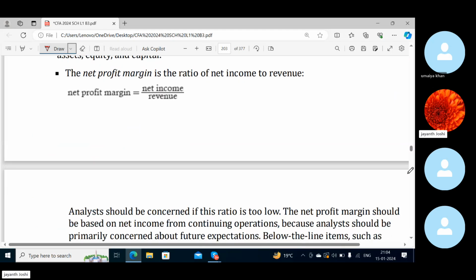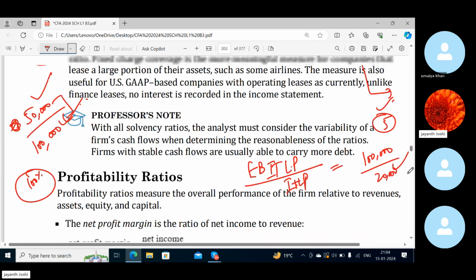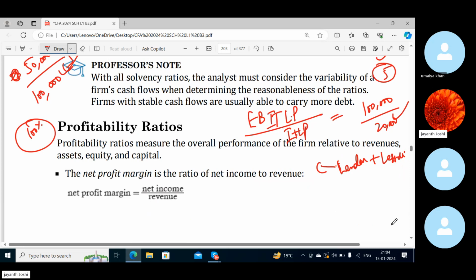That is very important for whom? For the lenders, those who have purchased the bonds of the company, and also the lessors. Who are lessors? Those who give the property on lease basis to the company. Are you understanding? Yes, sir. These are people who lease out the property to the company and collect the lease rentals, right?